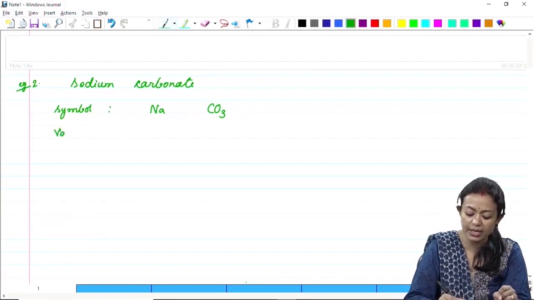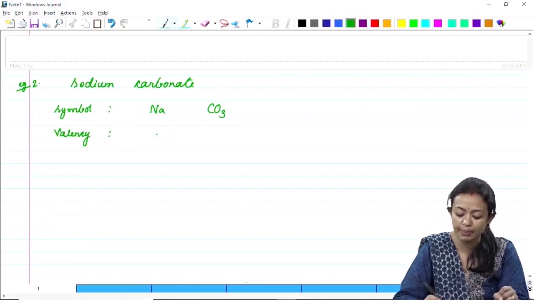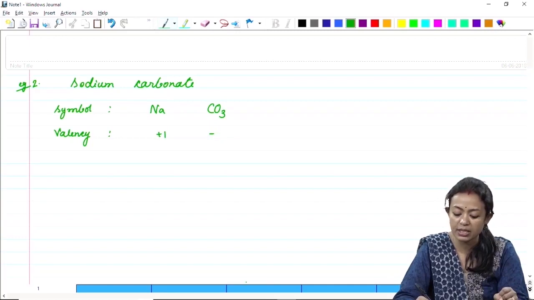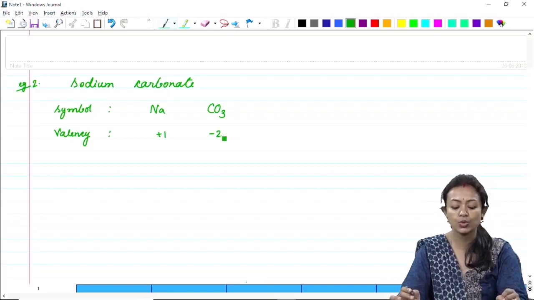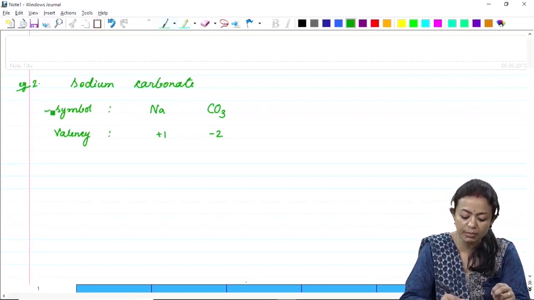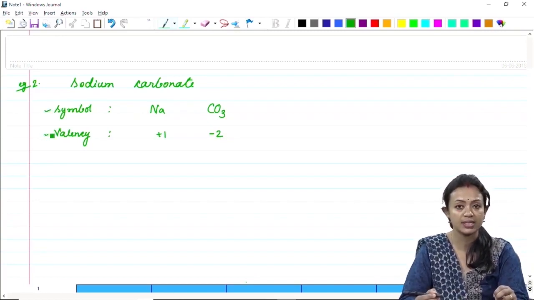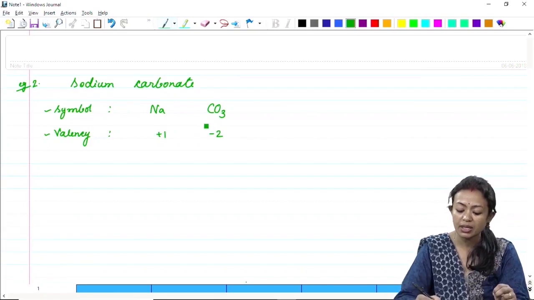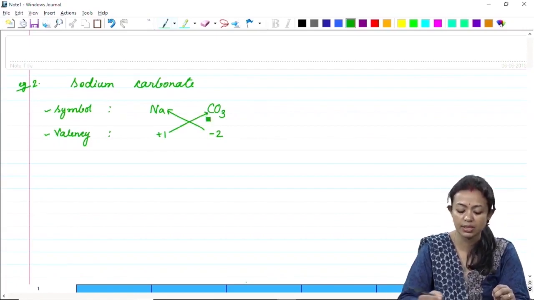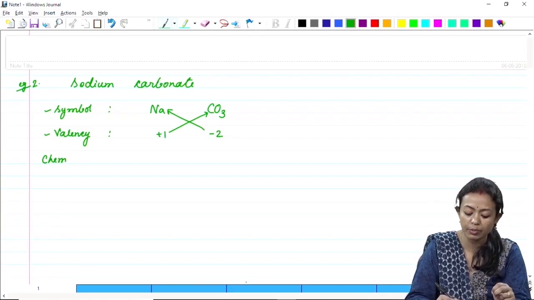Next we need to write down the valency. What is the valency of sodium? It's +1. What is the valency of carbonate? It's -2. This is all known to you. What is the third step? So in the first step, we write down the symbol. Second step, we write down the valency. So what is the third step? The third step is you cross the valencies.